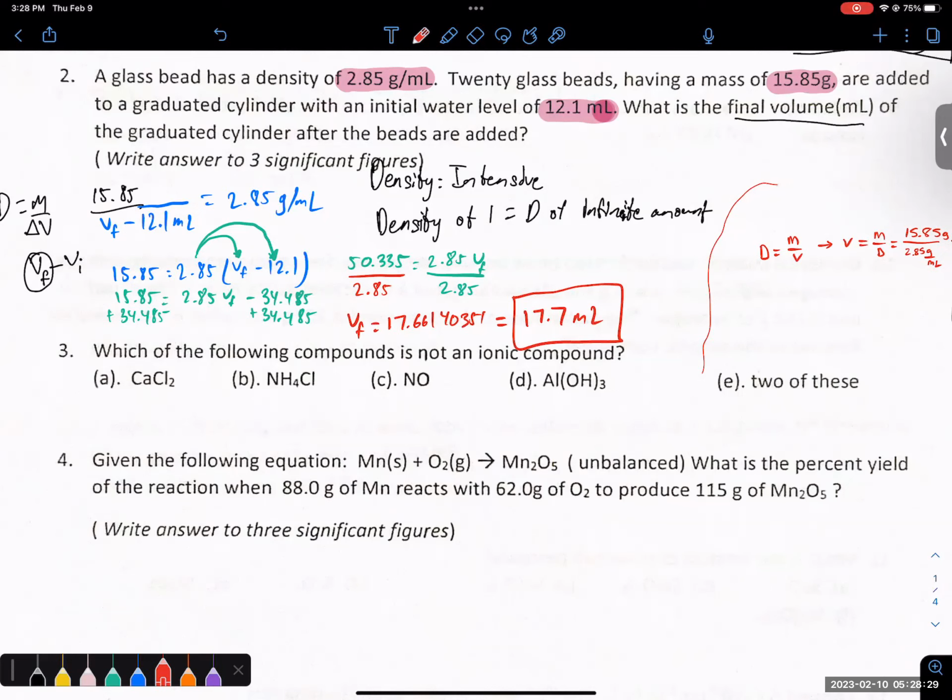Okay, so what are we thinking? We know it's asking for what is not an ionic compound. This is the same thing as saying which of these is covalent. We can first eliminate the things that have metals, because we know that's going to be ionic. So which ones have metals? A and D. Perfect.